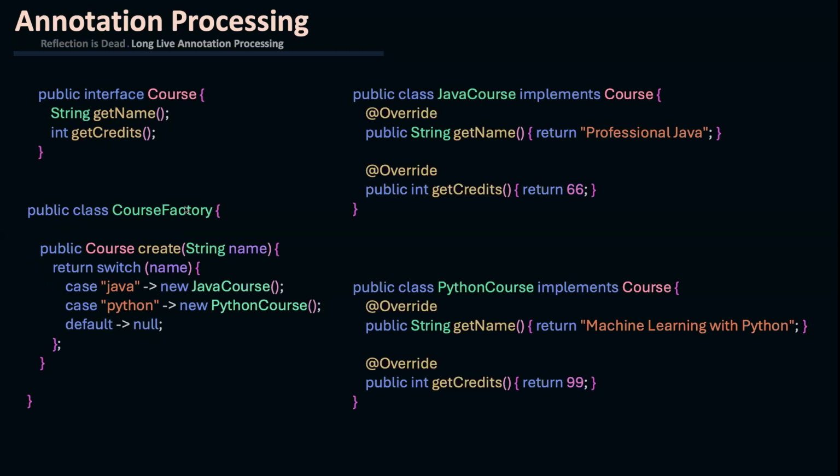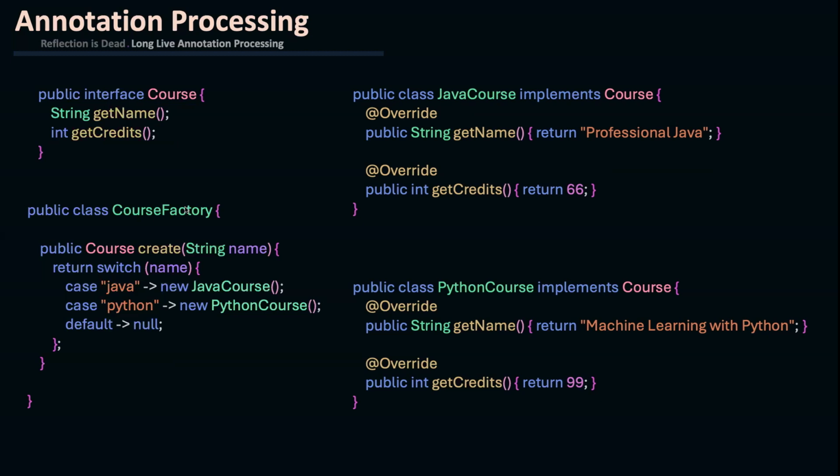If a third course, C# course, or PHP course, or JavaScript course comes, you not only need to create a new class, which is perfectly fine because you can create it in another jar or something like that, but you need to go back to the course factory and add a new case. This is not only inconvenient, but in some cases not even possible because, as I said, these classes might be scanned from some jars and you may not even know about them.